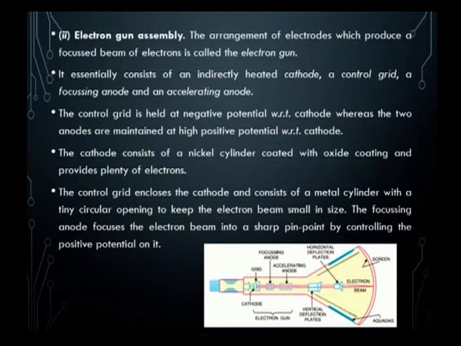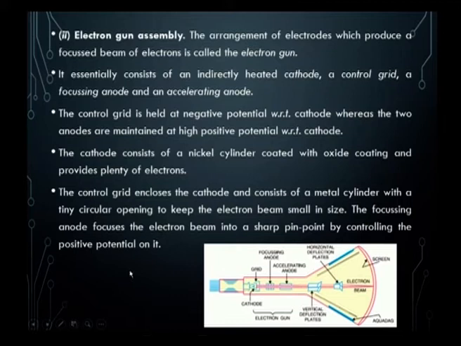The cathode consists of a nickel cylinder coated with an oxide coating and provides plenty of electrons. This cathode ejects plenty of electrons, which are required for the formation of the signal on the screen. The picture appears with the help of the electron beam only. The beam is formed with the help of the electrons released here. The control grid encloses the cathode, and it consists of a metal cylinder with a tiny circular opening to keep the electron beam small.